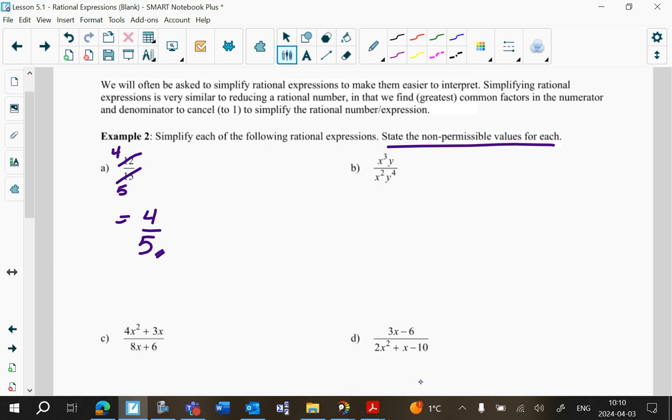What values of x can I not have that would make the denominator 0? Don't overthink. Just 0. Because if I put 0 in here, 0 squared is 0. 0 times whatever this is still 0. So x can't be 0, right? What about y? Y can't be 0 either. Okay, so we can say this one of 2 ways. We would say the non-permissible value is equal to 0 because it applies to both, or x not equal to 0, comma y not equal to 0.